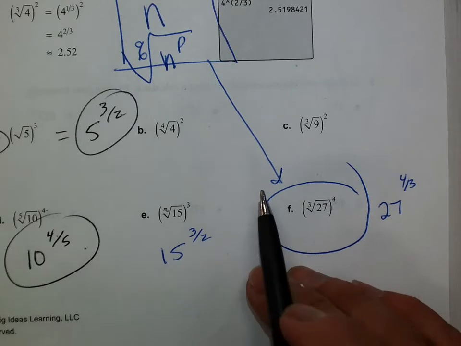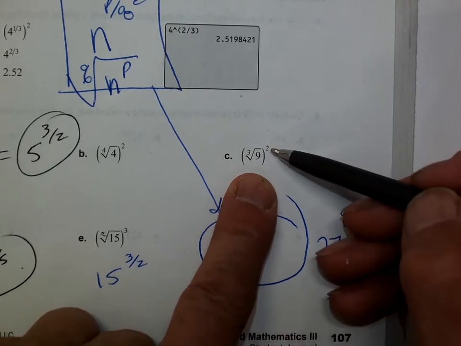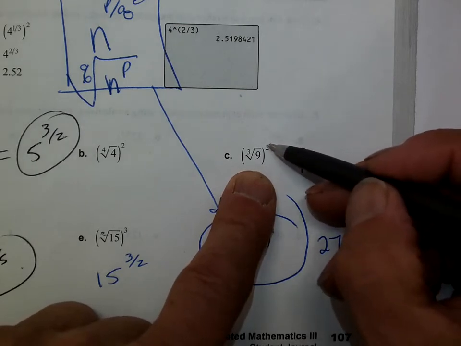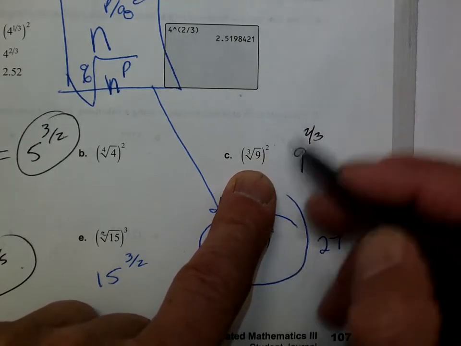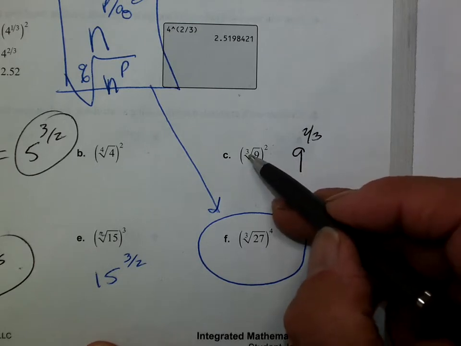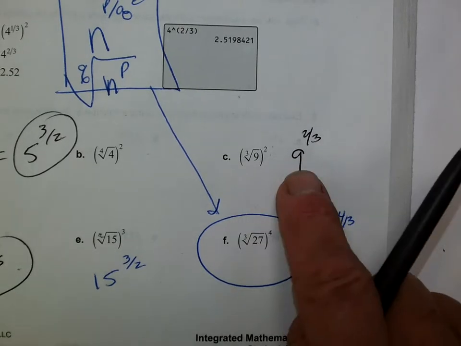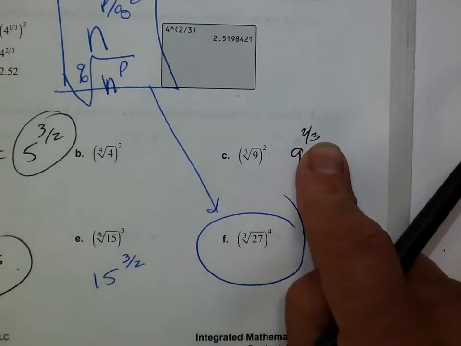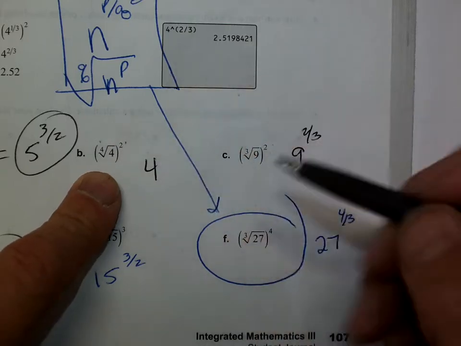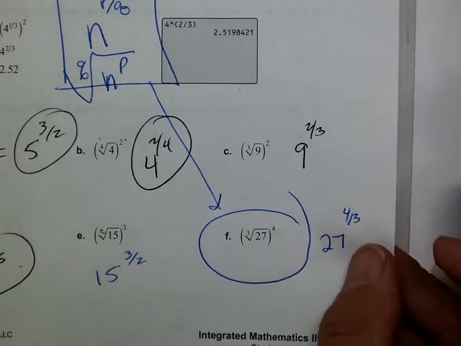So let's do letter C together. That's my power, that's my root. So I'll write it as 9 to the 2 thirds. So it becomes fractional exponents. It's this easy. That number is the top part of the fraction. That number is the bottom part of the fraction. It's a number that's going to have an exponent that's a fraction. B, it's going to be 4 to the 2 fourths. See how that works? It's really not that bad. Okay, ready to turn the page? It's pretty simple. Turn the page.